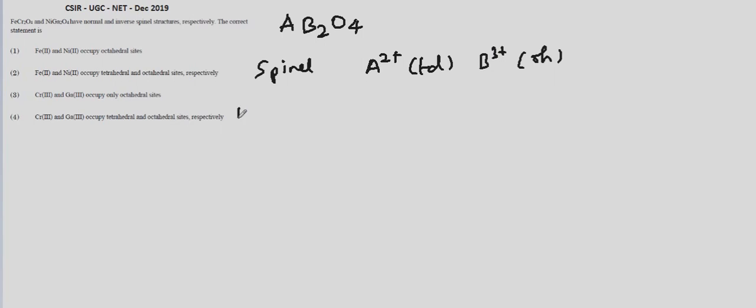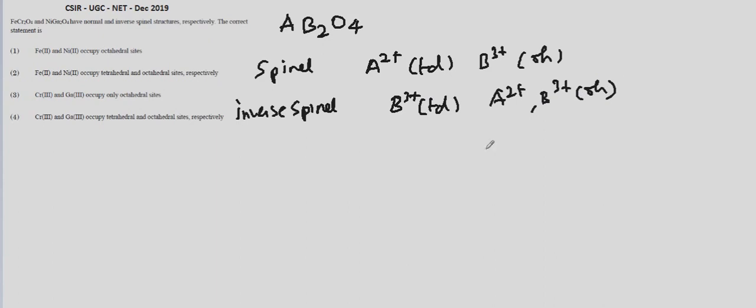In case of an inverse spinel, your B3+ ions take up the tetrahedral void, and the A2+ and the remaining B3+ ion take up the octahedral void. Okay, this is how the arrangement is in the case of a normal spinel and an inverse spinel.